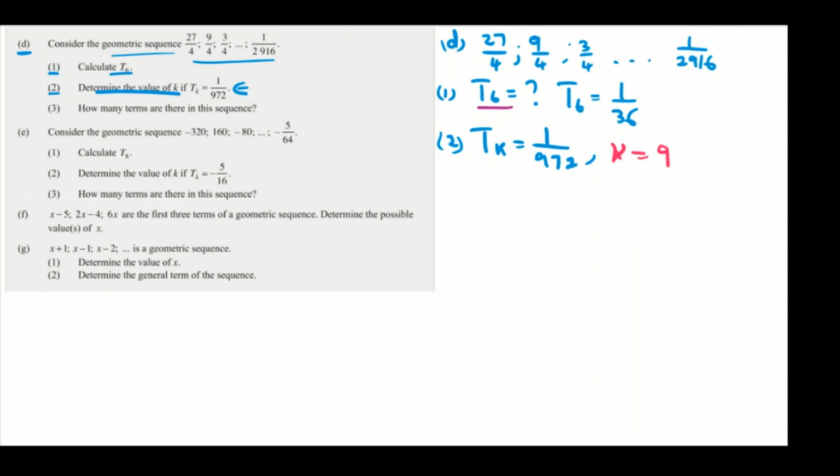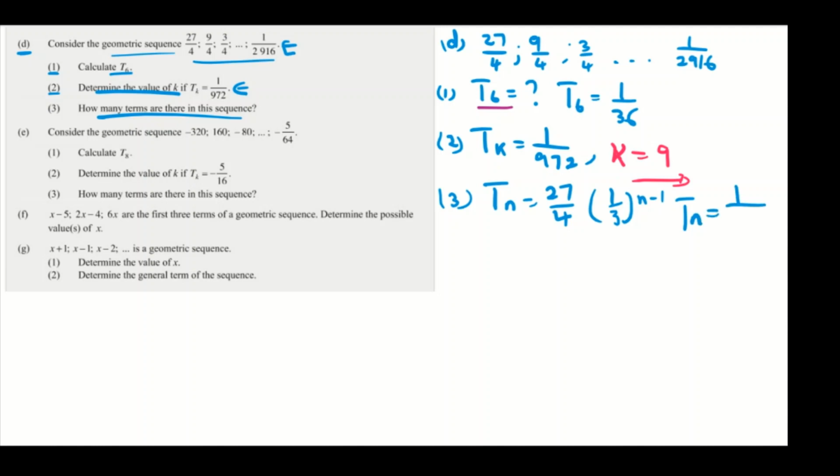So k is equal to 9 for this problem here. Now let's do the third part of the question, which asks how many terms are there in the sequence? We know that the sequence ends at 1 over 2916, right? So we're just going to write the formula first, which is t of n is equal to 27 over 4 into 1 over 3 to the power of n minus 1, but we are given that Tn is equal to 1 over 2916 here, right?